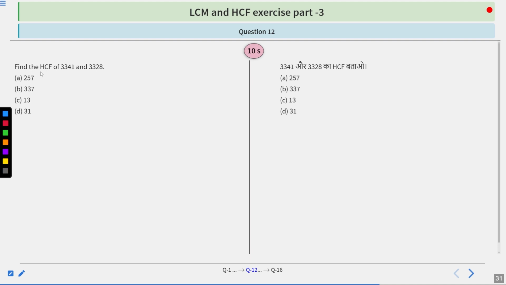Now find the HCF of 3,341 and 3,328. And the options given to us are 257, 337, 13, and 31. These are the options.